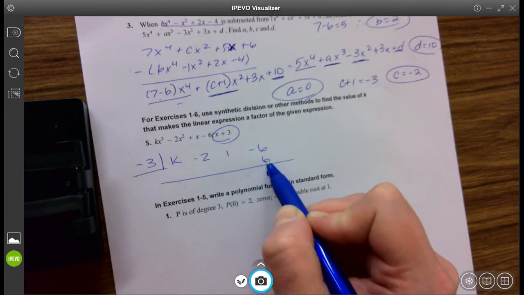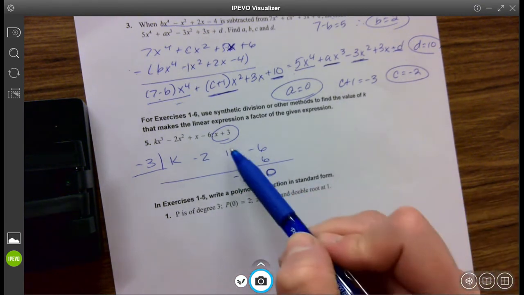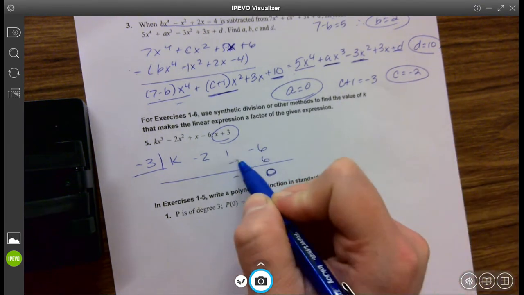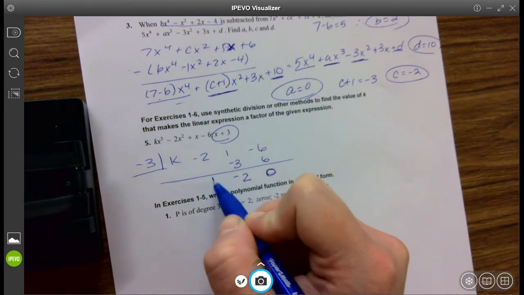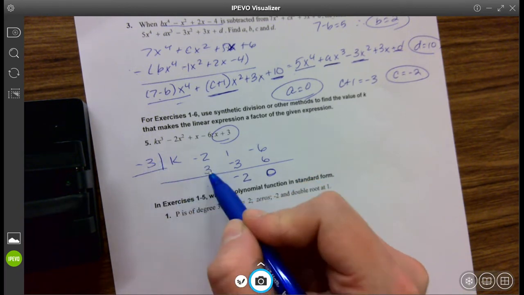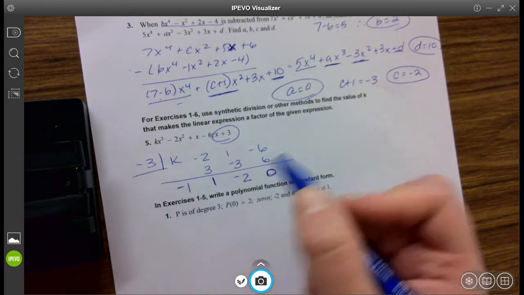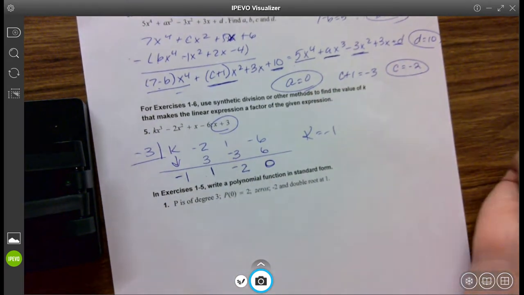Negative 3 times what gives you 6? Well, negative 2. Okay. Well, 1 plus what would have given me a negative 2? A negative 3. Negative 3 times what would have given me negative 3? A 1. And negative 2 plus what gives me a 1? A positive 3. Negative 3 times what gives me 3? A negative 1. So k had to be negative 1. Do you have to do it like that? No, but that's the easiest way.